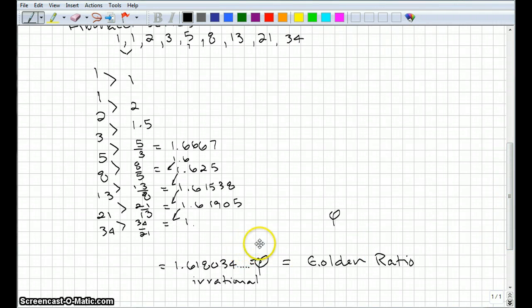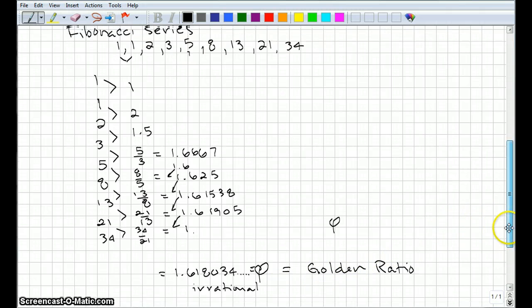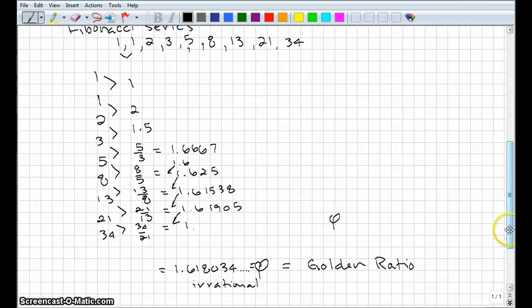So that's a quick introduction to the golden ratio. But if you want to read more about it, it's kind of an interesting topic to look into. If you type into Google golden ratio or golden rectangle, you'll find all kinds of information on these things. So just giving you a little taste.